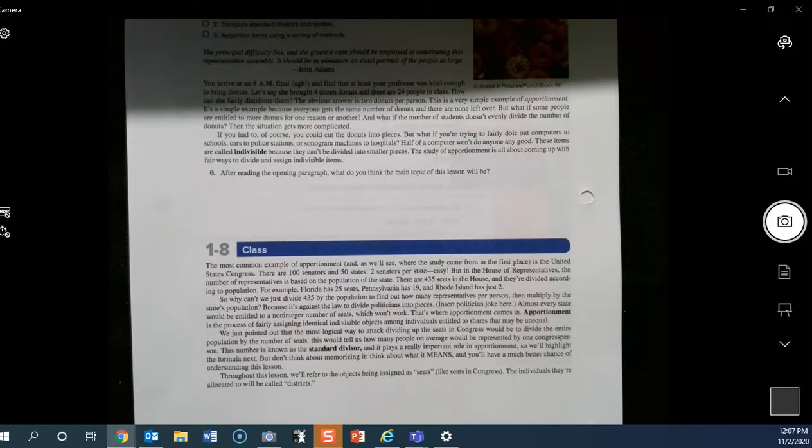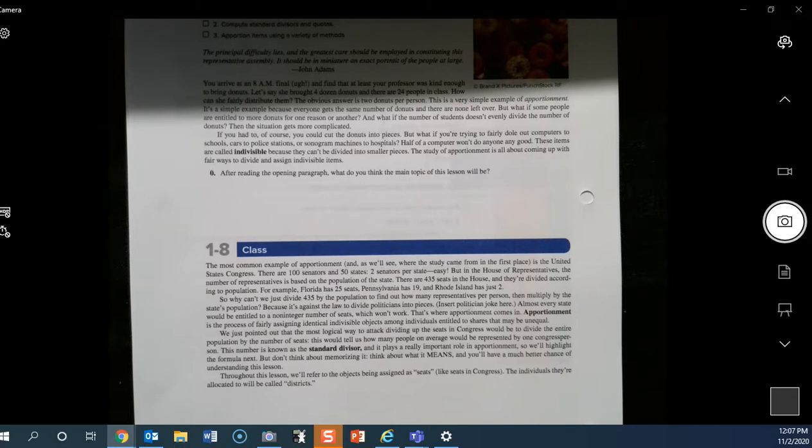Apportionment is the process of fairly assigning identical indivisible objects among individuals entitled to shares that may be unequal. We just pointed out that the most logical way to attack dividing up the seats in Congress would be to divide the entire population by the number of seats. This would tell us how many people on average would be represented by one congressperson. This number is known as the standard divisor, and it plays a really important role in apportionment.